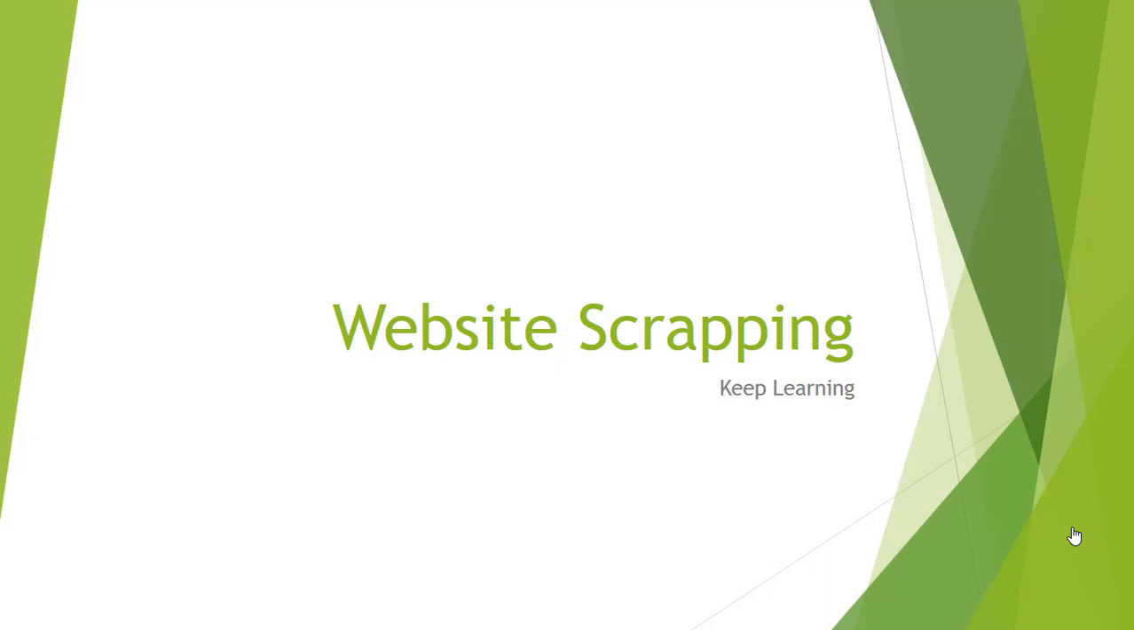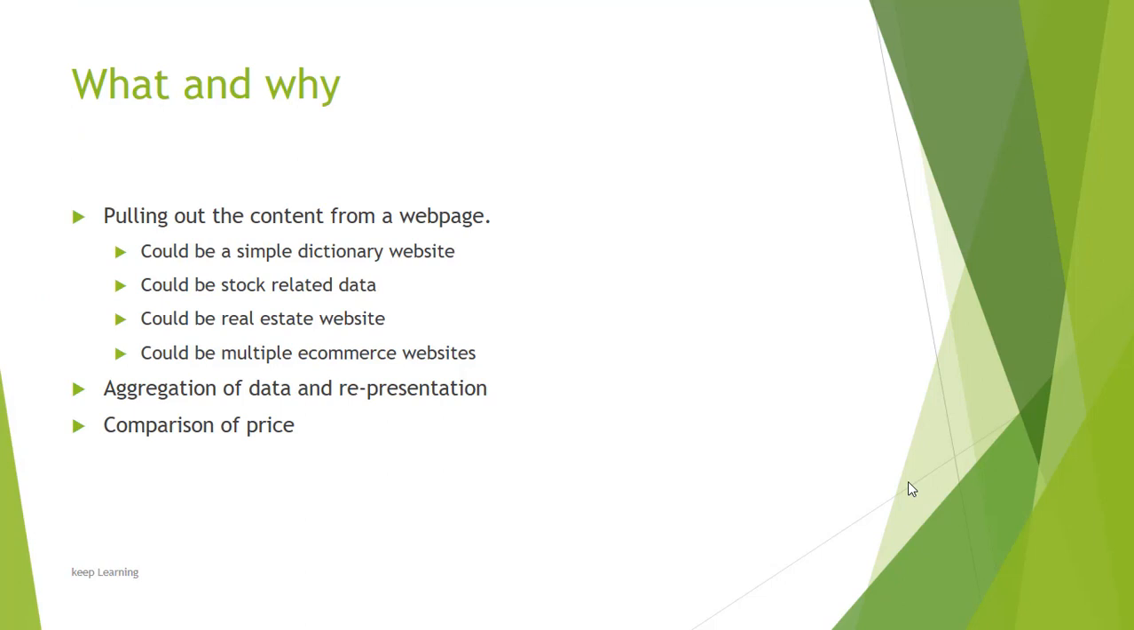So we are going to see now website scraping. What is website scraping? Website scraping is basically pulling out the content of a web page. It could be a website where you have a dictionary, or stock related data, a real estate website, or multiple e-commerce websites like Amazon, Flipkart, or even travel websites, pulling out data of those web pages. So this is basically what web scraping does.